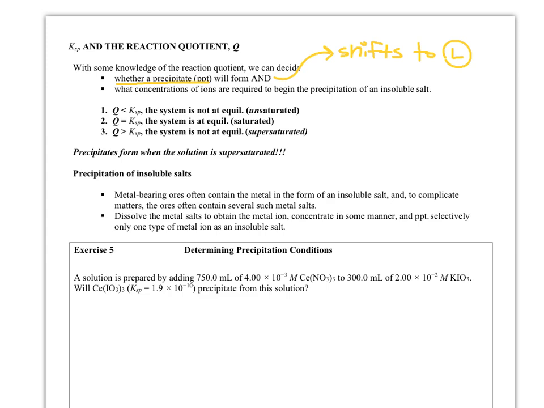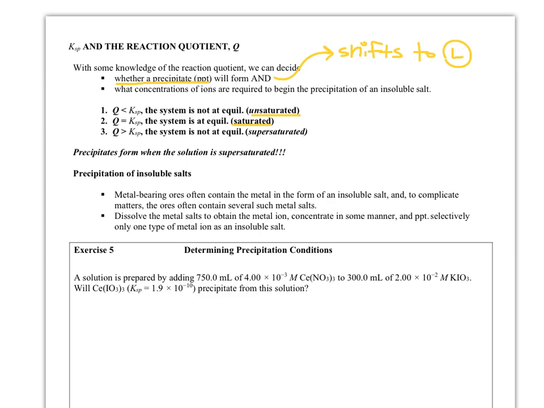When we calculate a Q, that's using values that are not at equilibrium, and then we compare it to what we know the K value is. So when Q is less than KSP, that should make sense because that means I have more reactant and less product. This is when we're unsaturated. That means I may have added a little bit of salt, but I didn't add enough to completely saturate the solution. So I could add more salt and it would still dissolve that additional salt. When Q is equal to KSP, that's when we're saturated. That is when we've reached equilibrium, or we're maxed out.